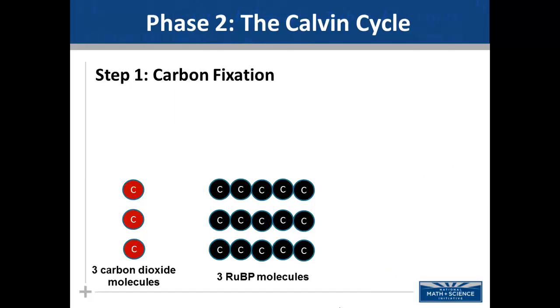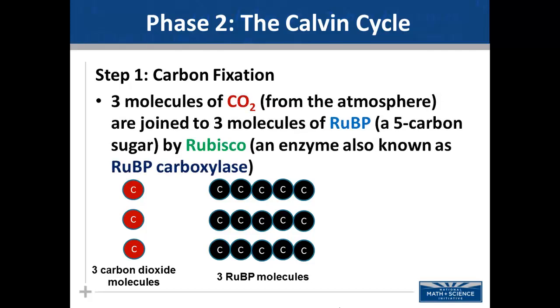So the Calvin cycle happens in a few steps, and the first one is carbon fixation, which is what we've just been talking about. Basically, in carbon fixation we have 3 molecules of carbon dioxide, and those come from the atmosphere. The carbon dioxide enters the leaf, if we're talking about plants, through the stomata, with the guard cells open.